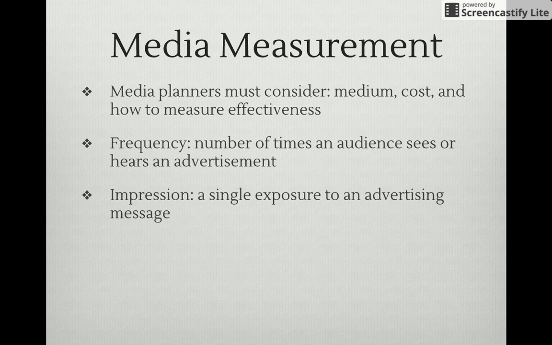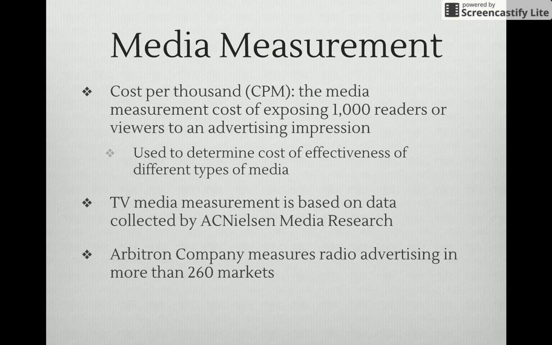There are different ways that you can measure media. The first way is frequency, which is the number of times an audience sees or hears an advertisement. There are also impressions, which is a single exposure to an advertisement message. When you're measuring, there's something called the cost per thousand, commonly called CPM, which is the media measurement cost of exposing 1,000 readers or viewers to an advertising impression. This is used to determine the cost effectiveness of different types of media.